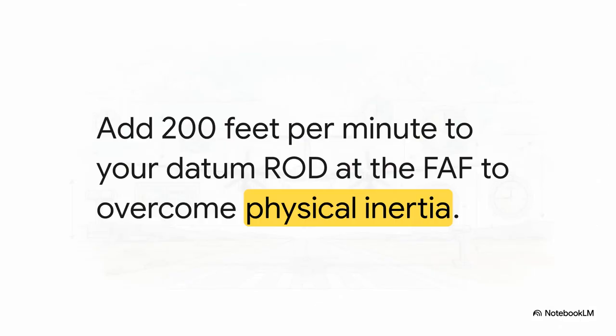If you are flying that VOR approach, keep this golden rule in mind. You have to pad your initial rate of descent at the final approach fix. Just add 200 feet per minute to that number you calculated with the hi-fi trick. Why? Because you have to overcome the physical inertia of the aircraft as it pushes into the descent. Once you're established, then you can smoothly adjust right back to your standard datum power.